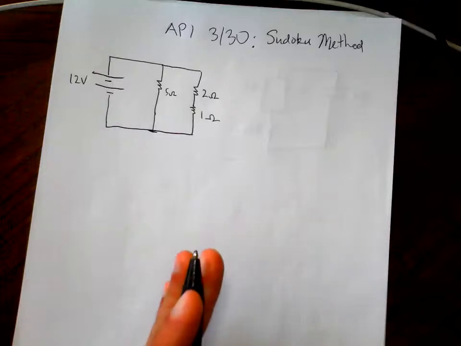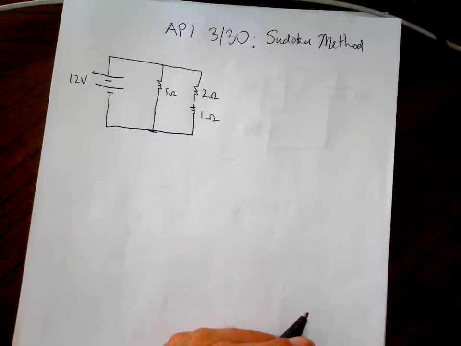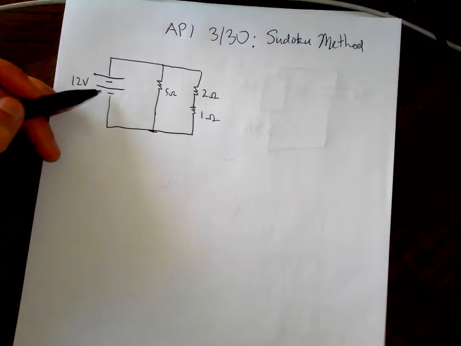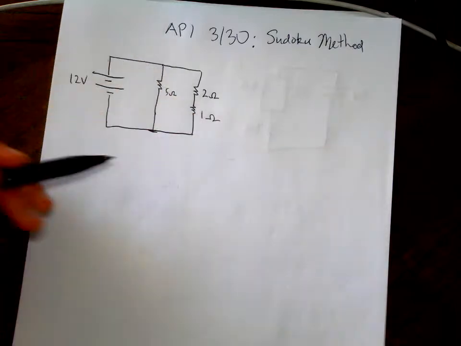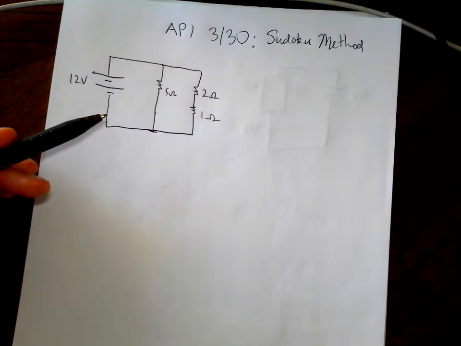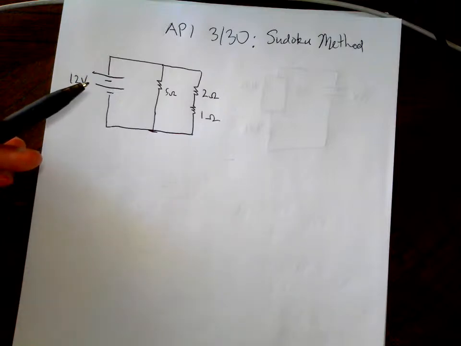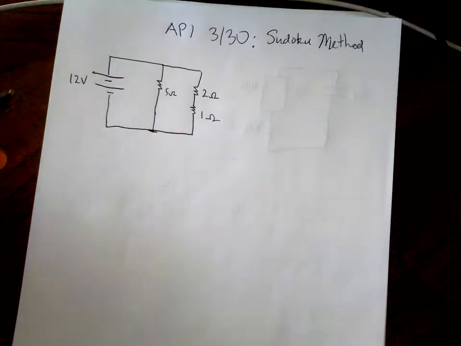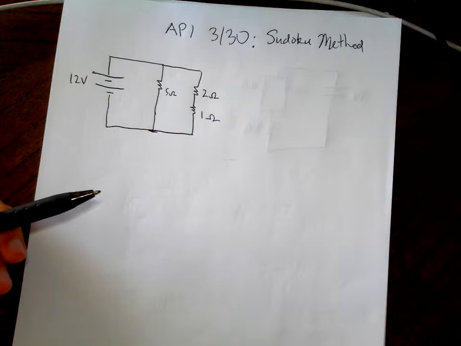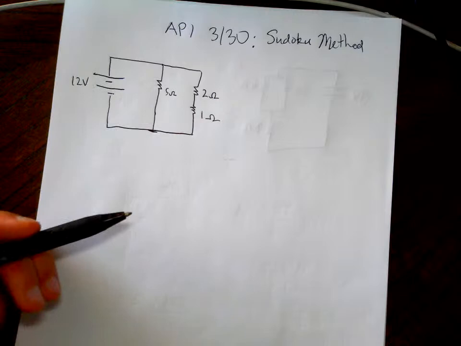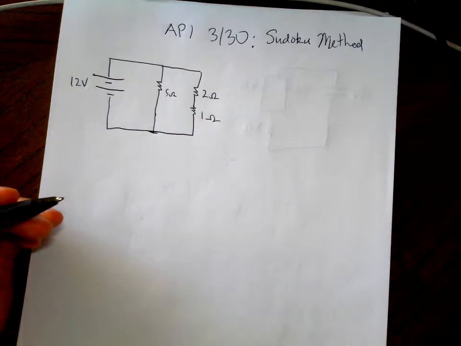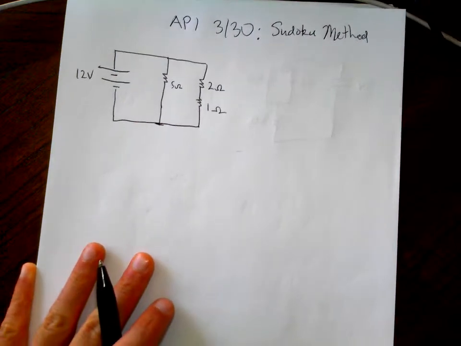So this is just a method of circuit analysis that is useful in circuits where you have one battery and a lot of resistors. So if you have one battery and a lot of resistors, you use the Sudoku method. If you have multiple batteries, then you've got to use Kirchhoff's laws. But if you have just one battery, then the Sudoku method is useful. So let me tell you the Sudoku method.